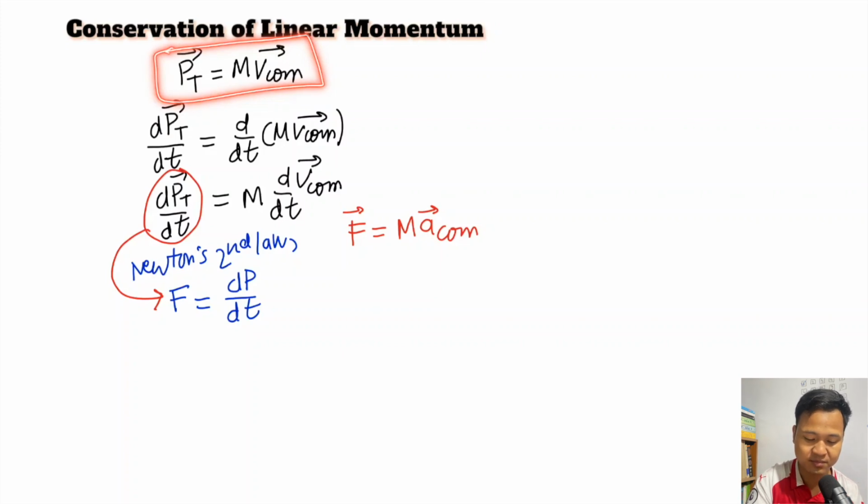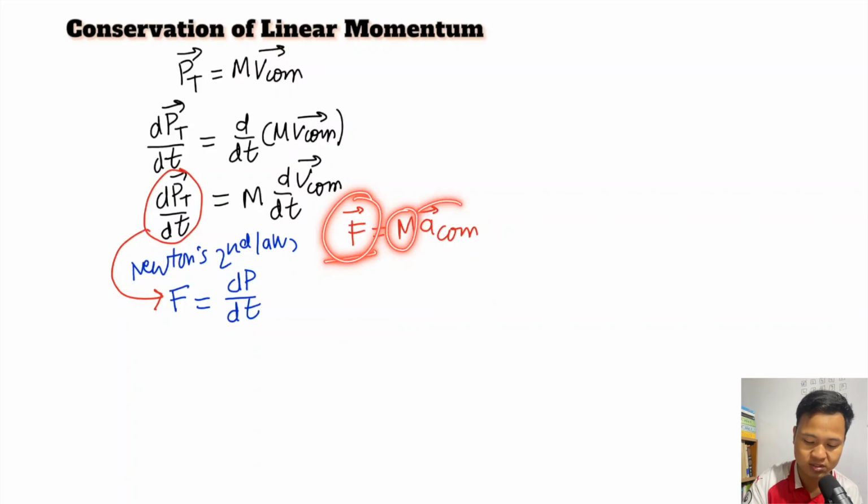So momentum is total mass into velocity of center of mass. For a system of particles, the force acting on the system of particles is equal to total mass into the acceleration of center of mass. Okay. So the actual definition for a system of particles is F equals to ma.